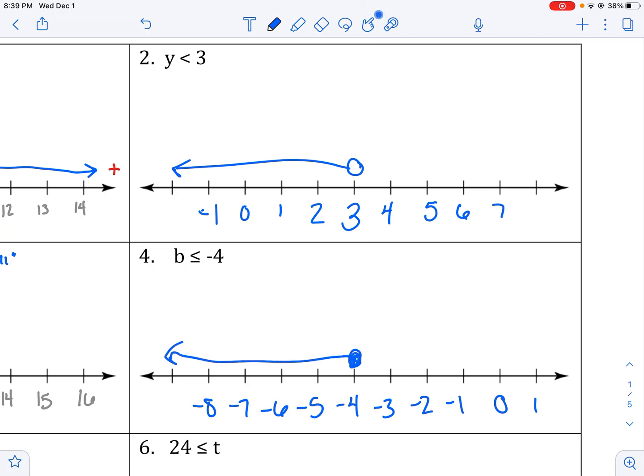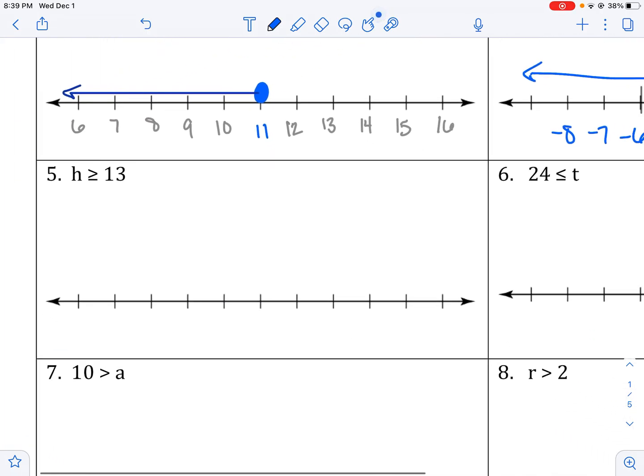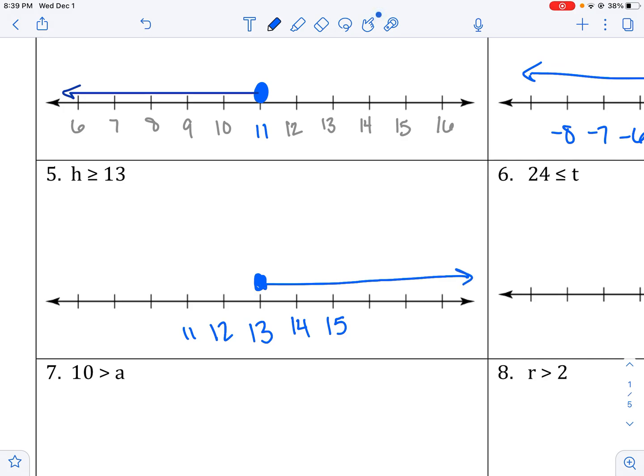And the b is my first part. It's in standard form. B is less than or equal to negative 4. So it's the numbers smaller than negative 4, to the left. And here h is greater than or equal to 13. So 13, closed circle, 14, 15, 12, 11. What numbers are greater than 13? The ones to the right.